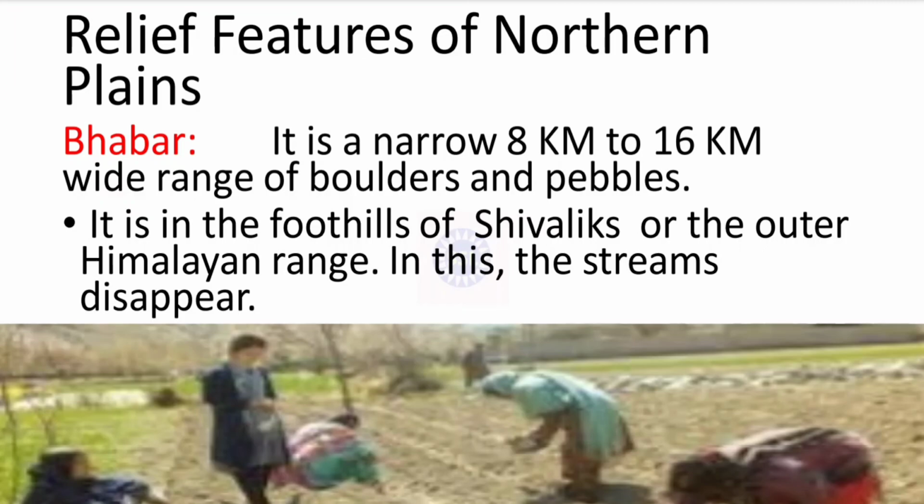Relief features of northern plain. Some relief features have different names in northern plain. The first one is Babar. It is a narrow belt, 8 to 16 kilometers wide, of boulders and pebbles. It is in the foothills of the Sivaliks or the outer Himalayan range. In this, the streams disappear.